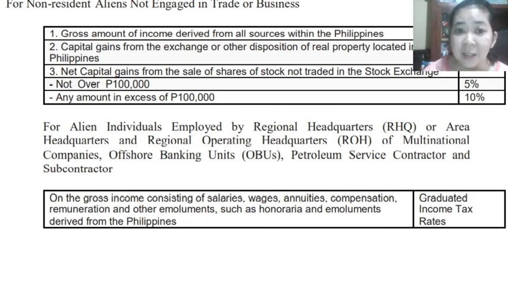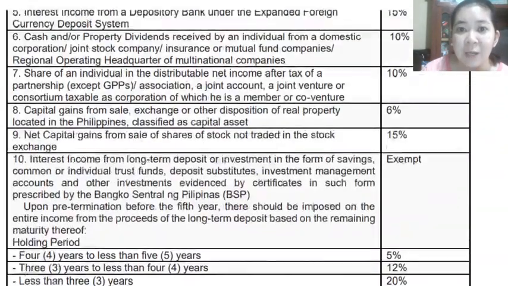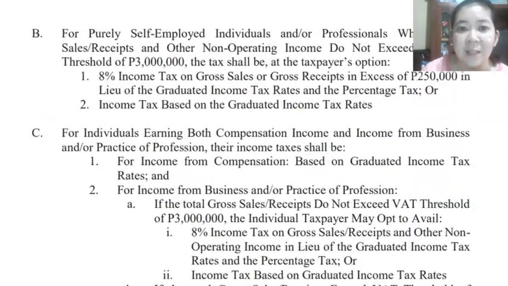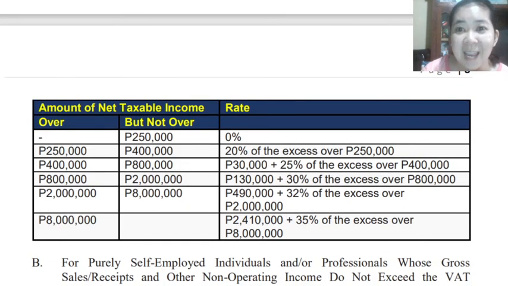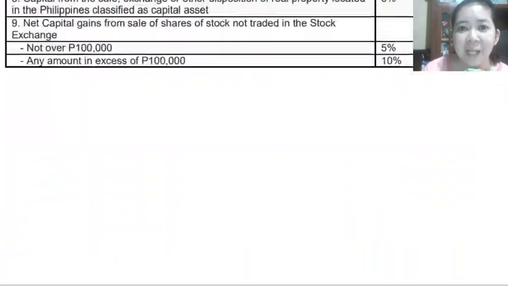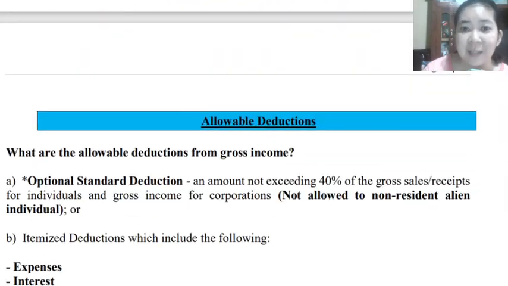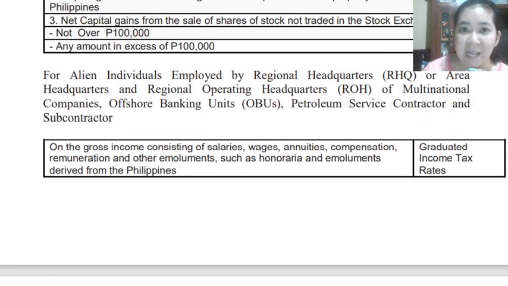So on the gross income for their salaries, wages, annuities, compensation, or honoraria that is derived here from the Philippines because they work here, their work is located here in the Philippines, so they will use our graduated income tax rate table. This is our graduated income tax rate table right here. Okay, so those are for the passive income and the corresponding rates for our different taxpayers.